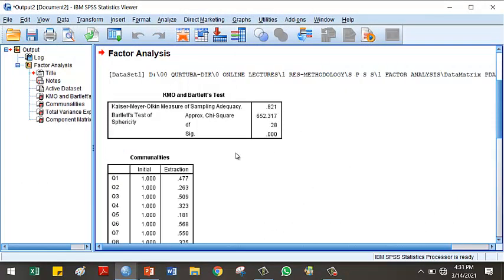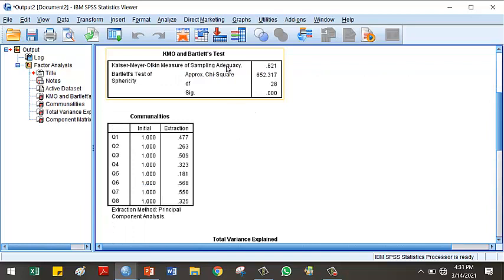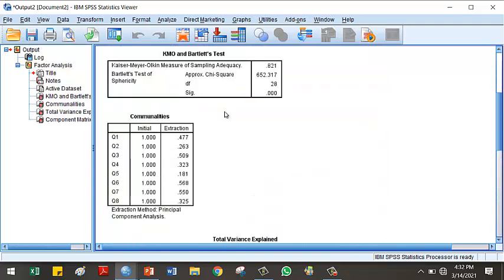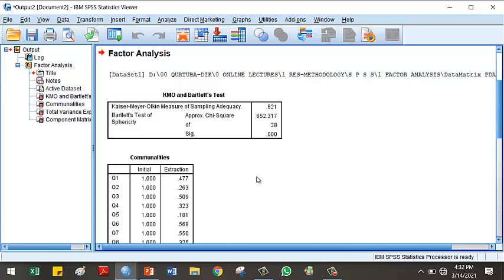Now the results show that KMO is 0.821, which is far greater than 0.7, and the Bartlett test is far less than 0.05, which is 0.000. Further, the factor loading of all the questions is greater than 0.4. So this first variable, or factor, has been verified as having all the questions highly correlated with the latent or underlying variable.